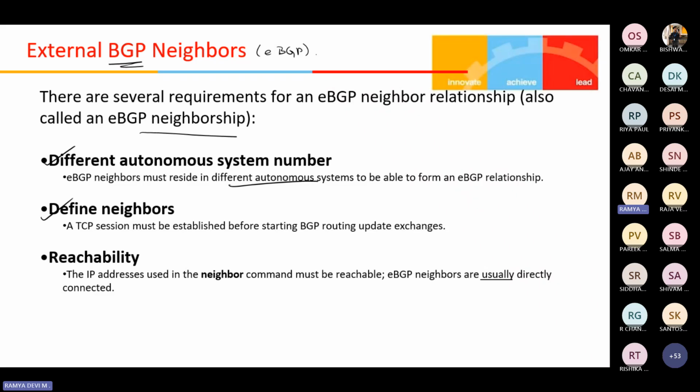And what is the neighbor definition? You have to configure the BGP neighbor command to define the remote peer. You have to do that manually. This tells BGP who to talk to. And also the reachability: the IP address specified in the neighbor command must be reachable at the IP layer. eBGP neighbors will be directly connected. If they are not directly connected, you must use the eBGP multihop command.